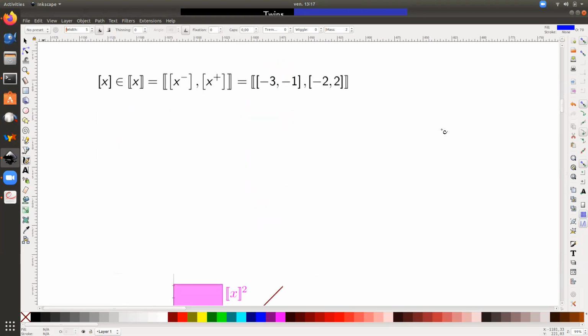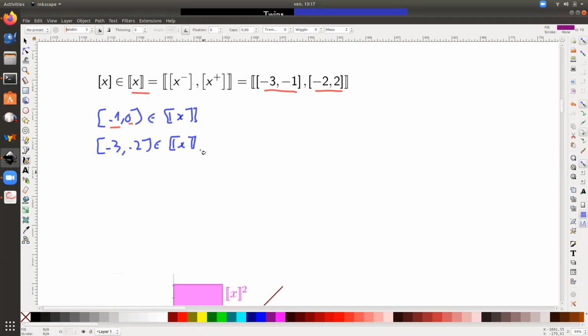I consider this, and of course, I can say that the interval -1, 0 belongs to x. But I also know that, for instance, -3, -2 also belongs to the twin x. Why? Because we understand that -1 here is inside this interval, and 0 is inside this interval. So we understand that this interval belongs to this twin. Here.